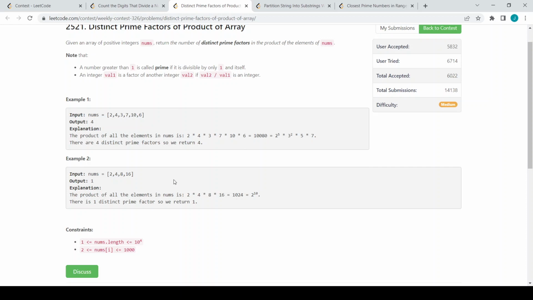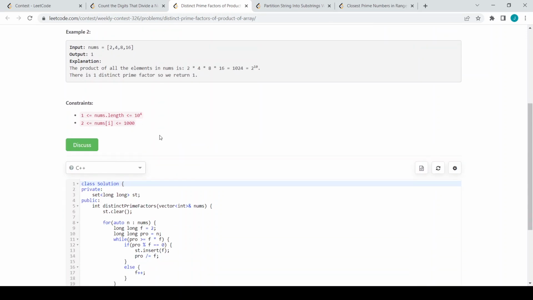Instead of calculating the whole product, all the numbers are going to be in that final product, right? So instead of calculating the prime factors for the whole product, we can calculate the prime factors for each and every number in the array. That boils down our problem to finding the distinct prime factors for all the numbers in the nums array. So that is pretty simple, right?